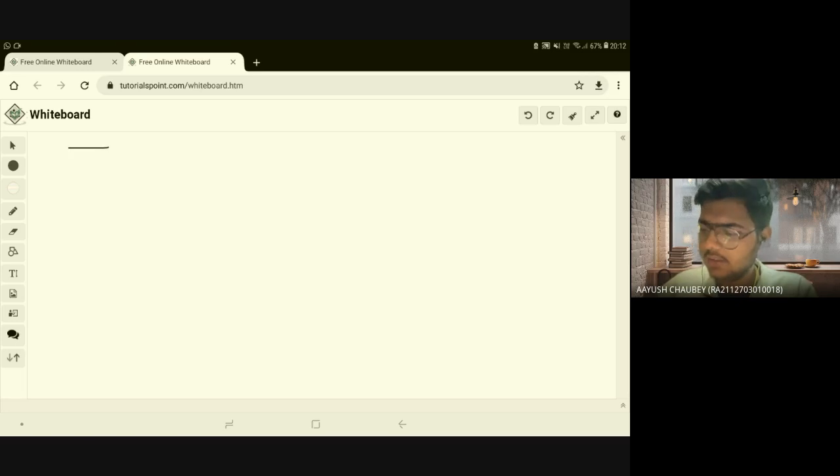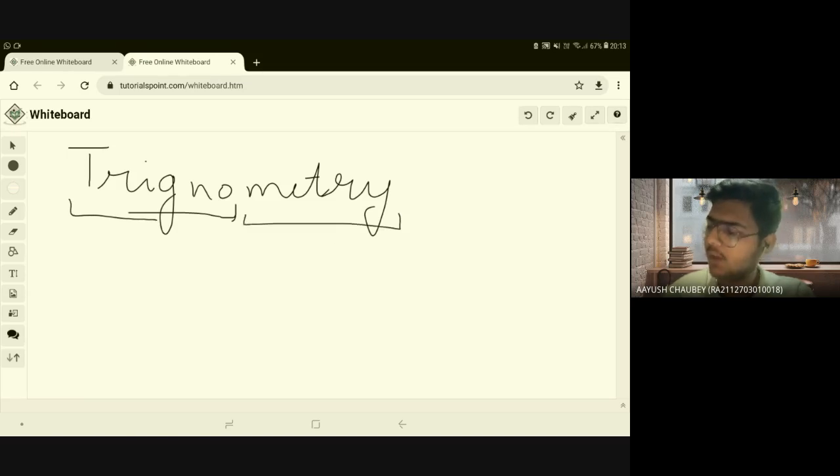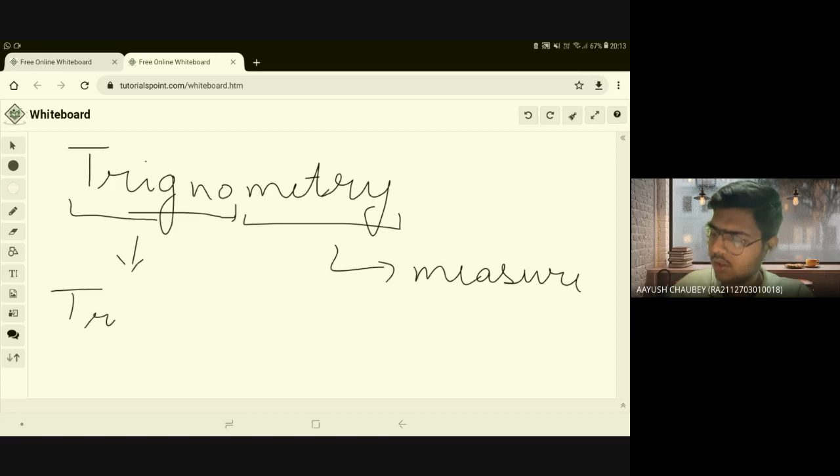So, trigonometry, as the name suggests, is made of two terms. The first is trigo, and the other is metry. The word metry means measure, and the word trigo means triangle. So basically, trigonometry deals with the measurements of a triangle, or finding the unknown measurements of a triangle using the known ones.